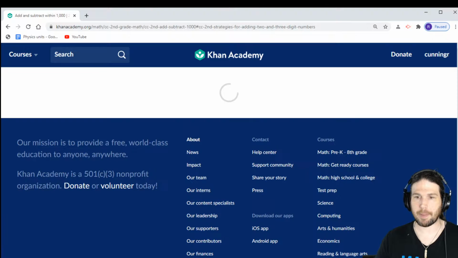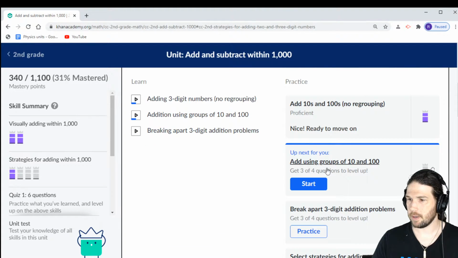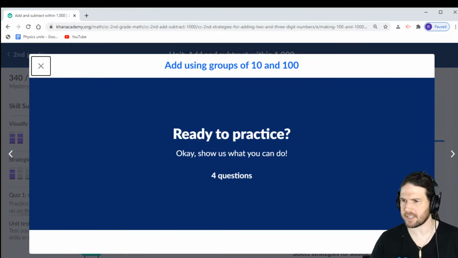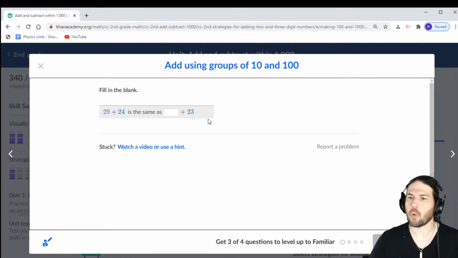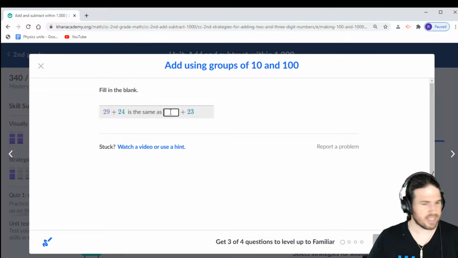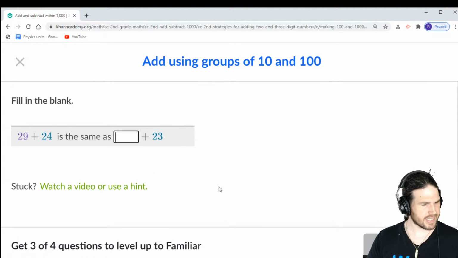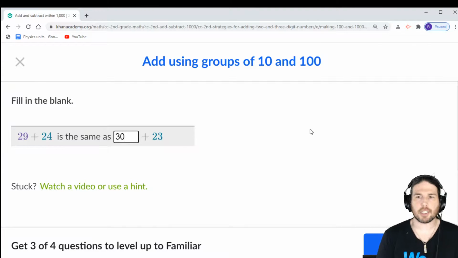So we're going to go back to strategies for adding. And we're going to add using groups of 10 and 100. Let's see how this goes. 29 plus 24 is the same as, hold on, let me zoom in. It's the same as 30 plus 23. We've already talked about this.